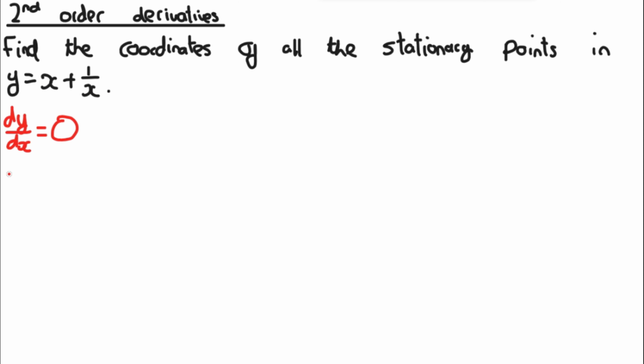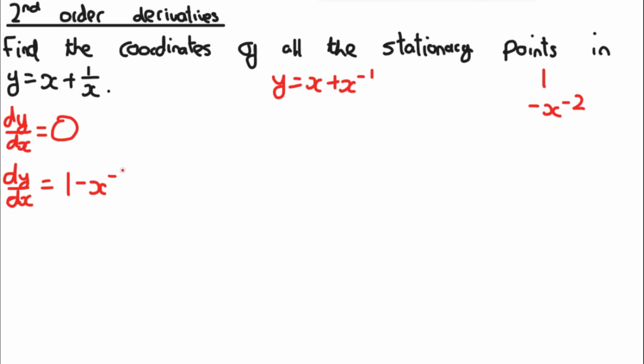So first of all, let's find dy over dx. Let's write this in a bit more of an easy to differentiate form. Let's do y is equal to x plus x to the power of minus 1, and therefore dy over dx of this is going to be, remember we differentiate the terms individually, so x differentiates to 1, and then x to the minus 1 is going to be minus x to the power of minus 2. So dy over dx is going to be 1 minus x to the minus 2, and we need to find the x coordinates for when this is equal to 0.